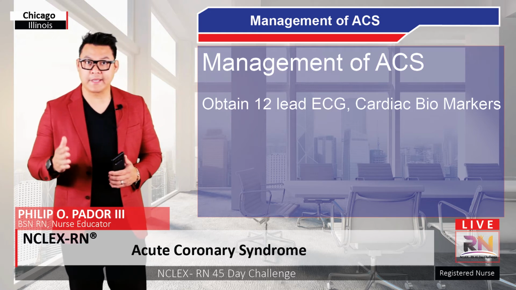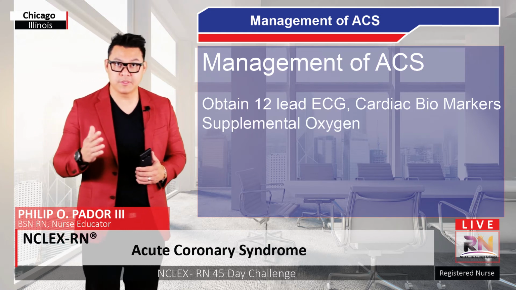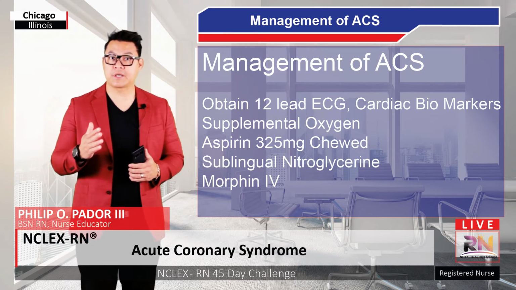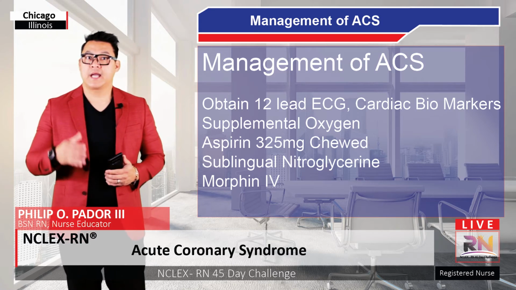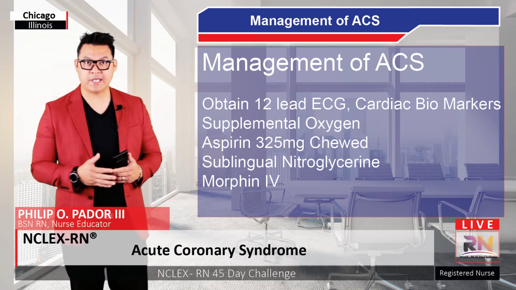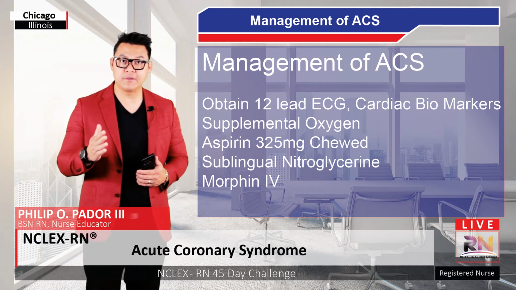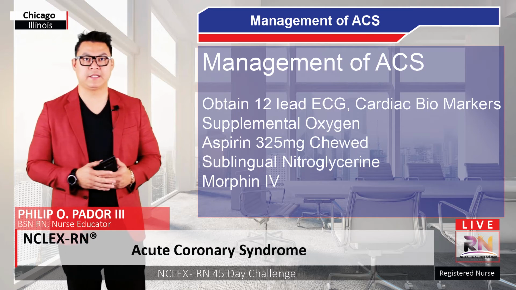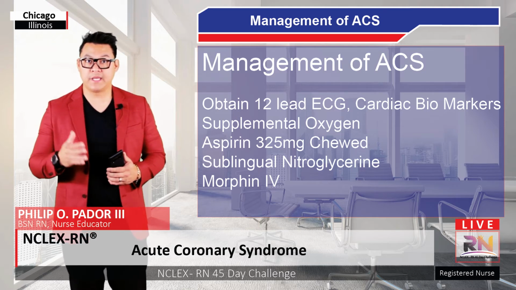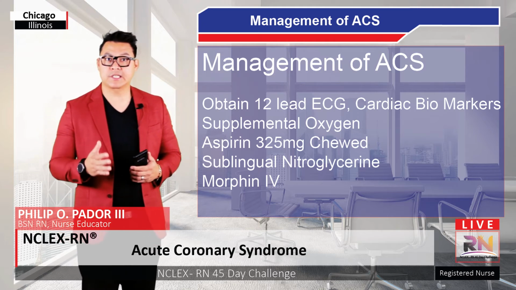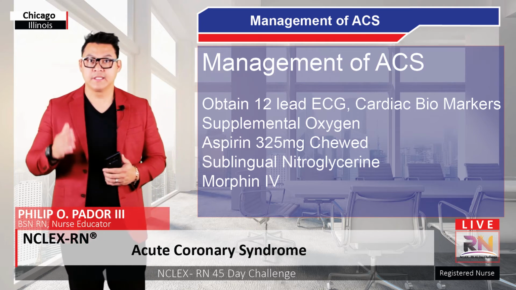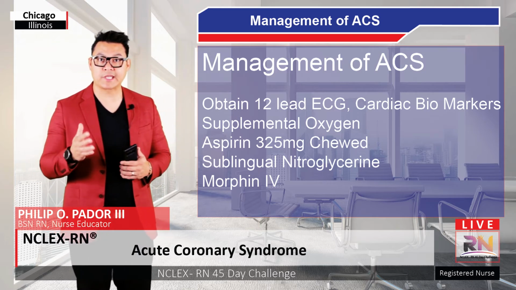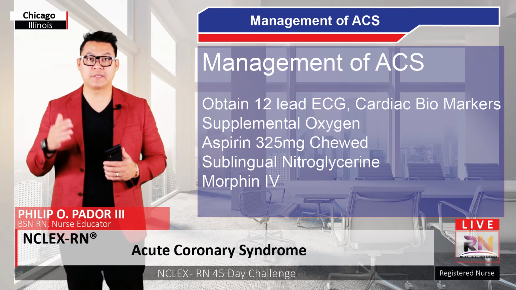They should be given supplemental oxygen, full-dose aspirin chewed, sublingual nitroglycerin, and morphine. Anticoagulation is a key therapy for ACS. Patients should be treated with intravenous unfractionated heparin with a goal PTT of 50 to 70. They should also be given a thienopyridine, such as clopidogrel or prasugrel. These are equivalent antiplatelet agents. Thus, it is important to monitor patients for signs and symptoms of bleeding while on these medications.